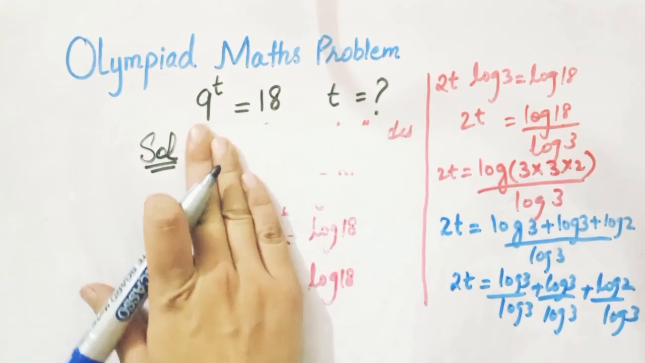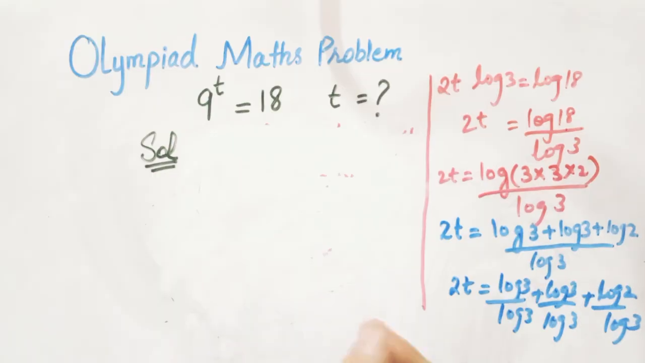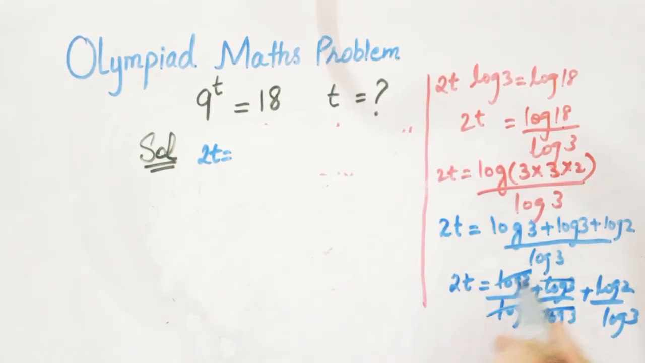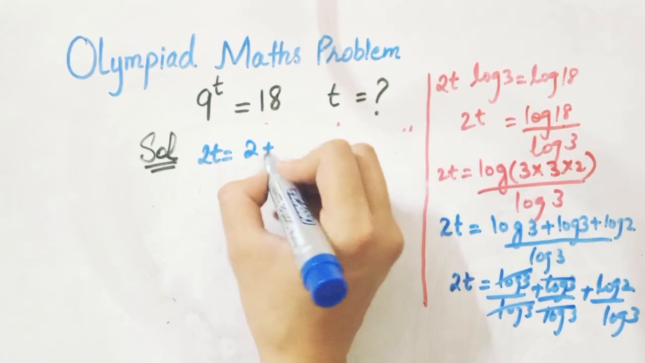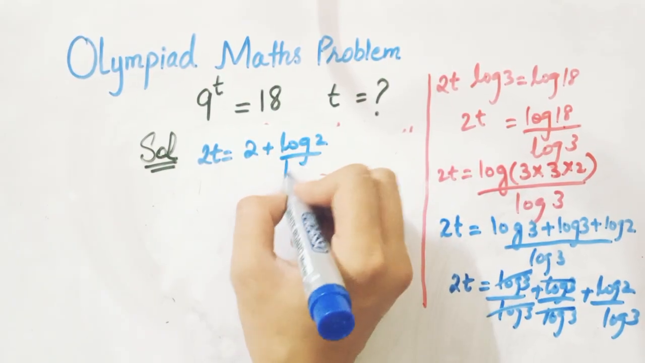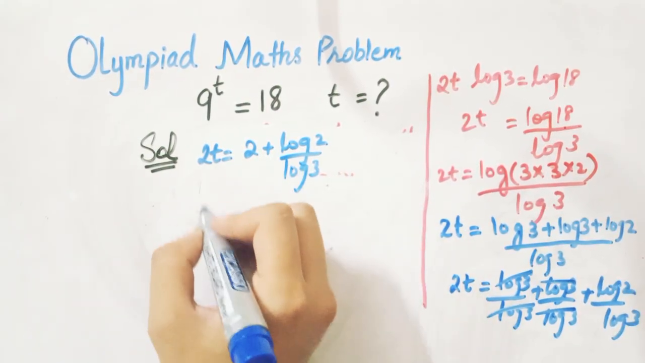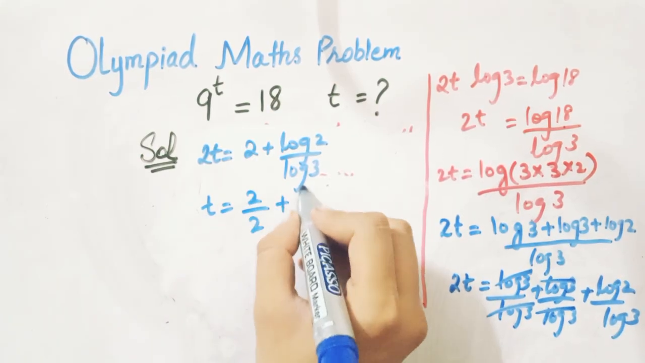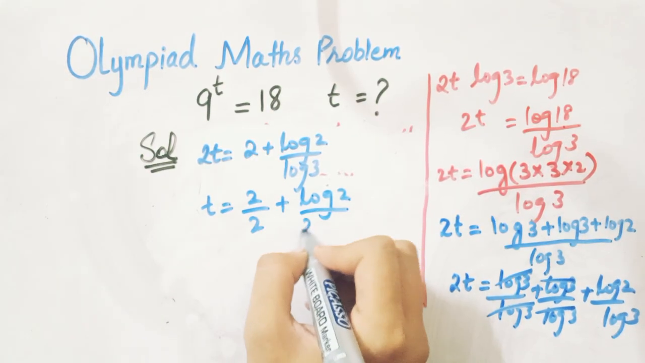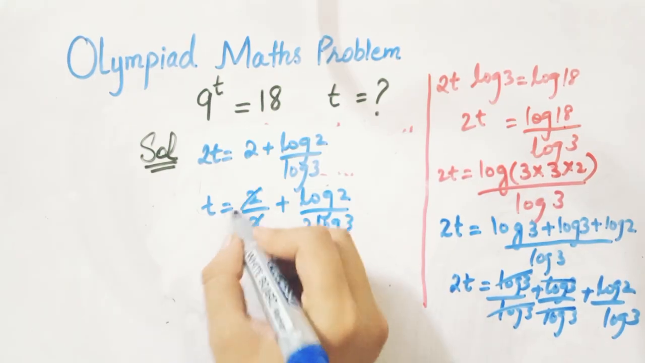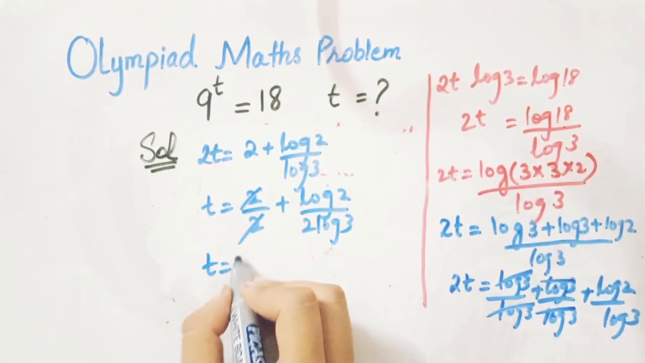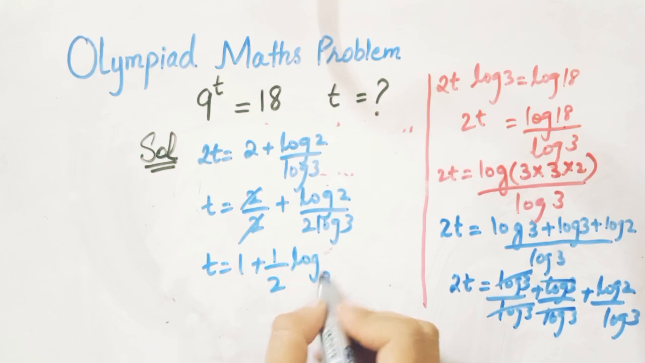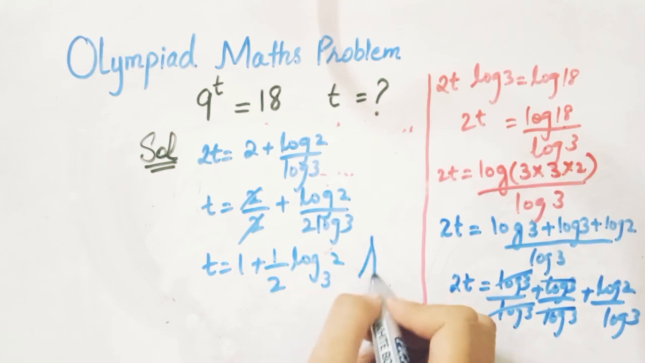Now log 3 and log 3 cancel out, and we have 2t equals 2 plus log 2 by log 3. Now the value of t will be 2 by 2 plus log 2 by 2 log 3. This cancels out and t equals 1 plus 1 by 2 log base 3 of 2. So this is the final answer.